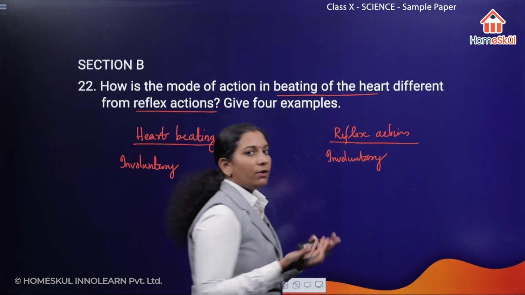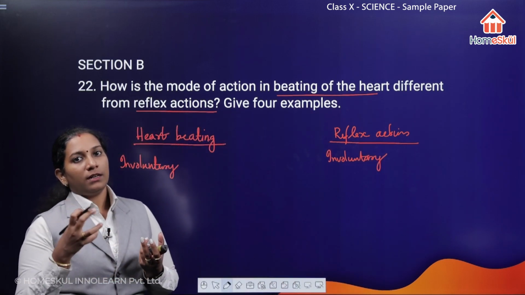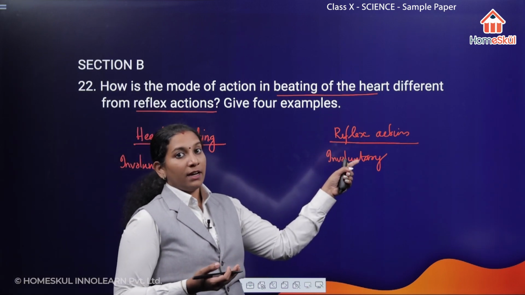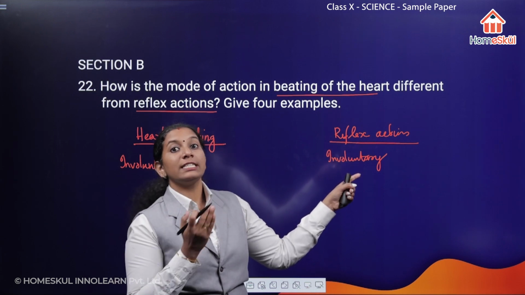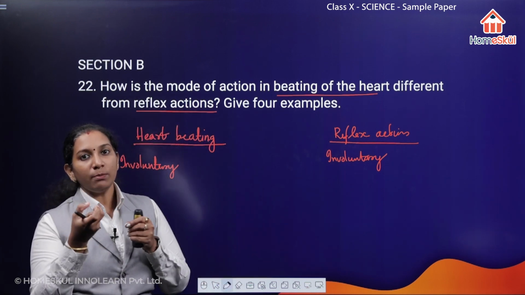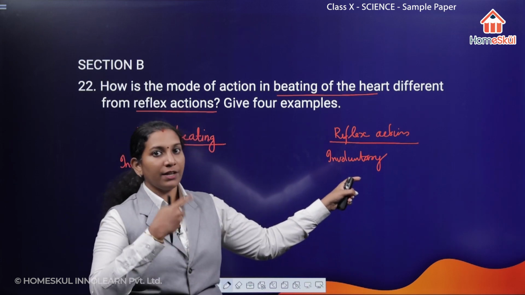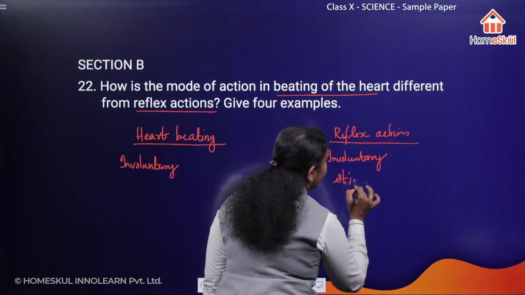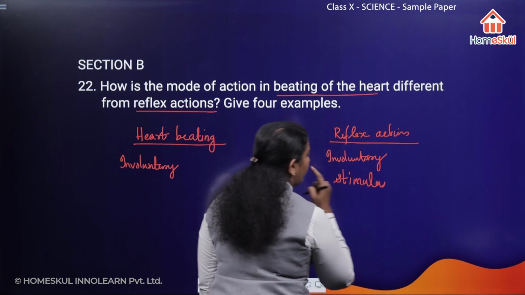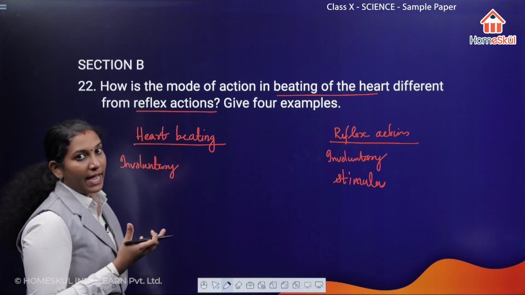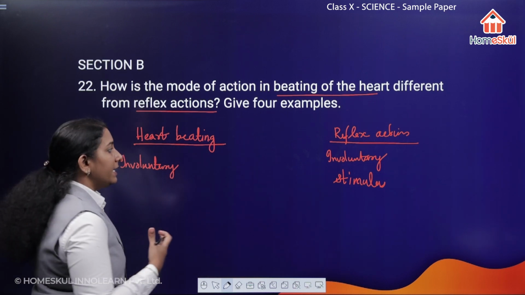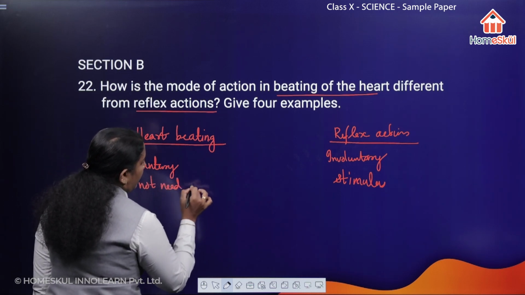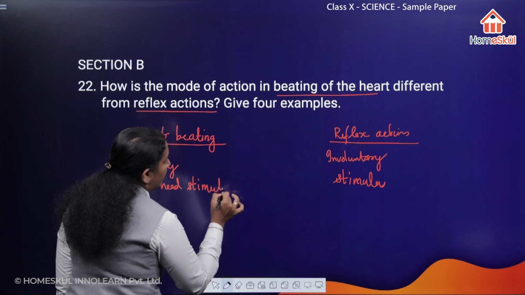That is, without our conscious level or without our controlling, it will happen. But this reflex action always will be in association with a stimulus. According to a particular stimulus only, the reflex action happens, a reaction happens, right? So this is stimulus dependent. It needs a stimulus, but it is involuntary. Heart beating is also an involuntary action. We cannot control heartbeats, right? But it does not need any kind of stimulus to beat the heart.